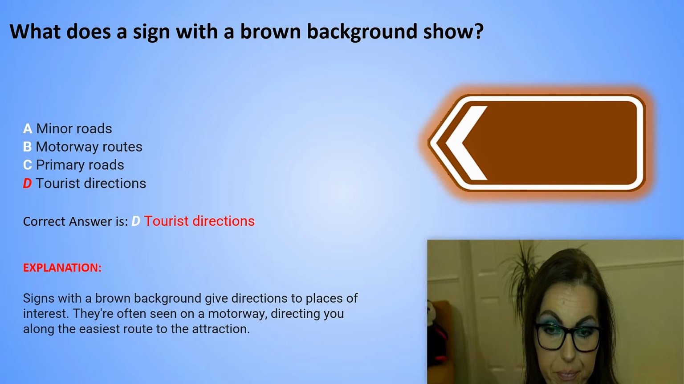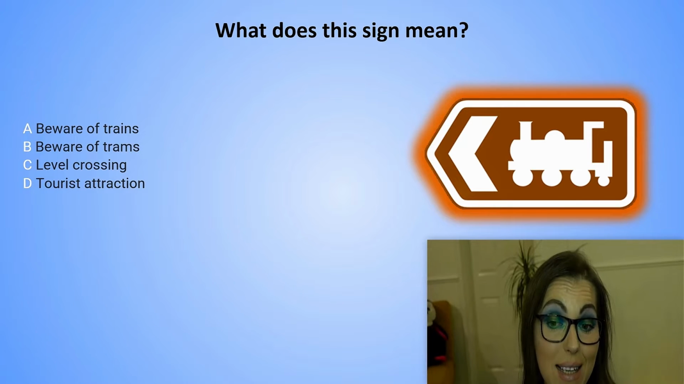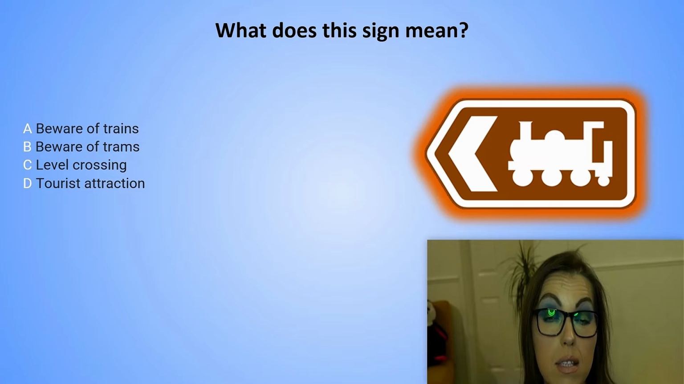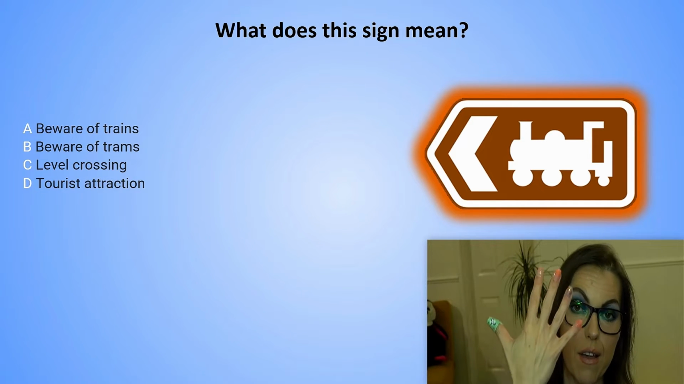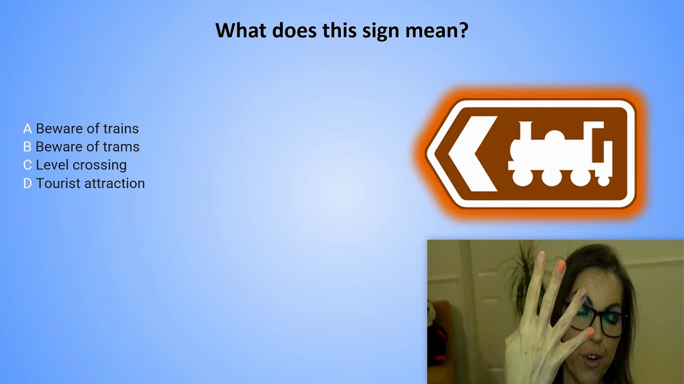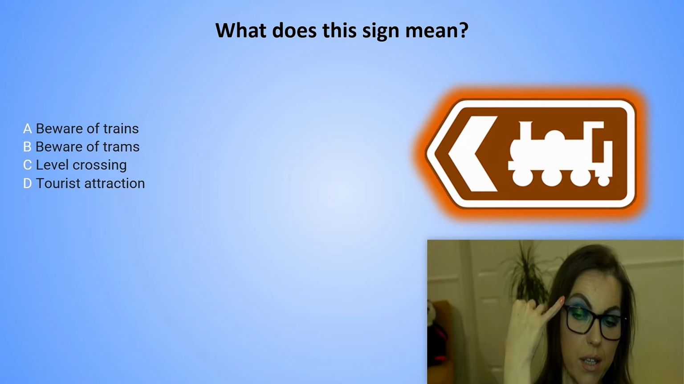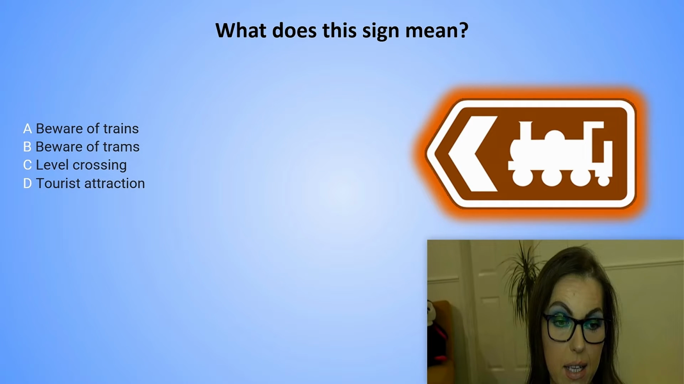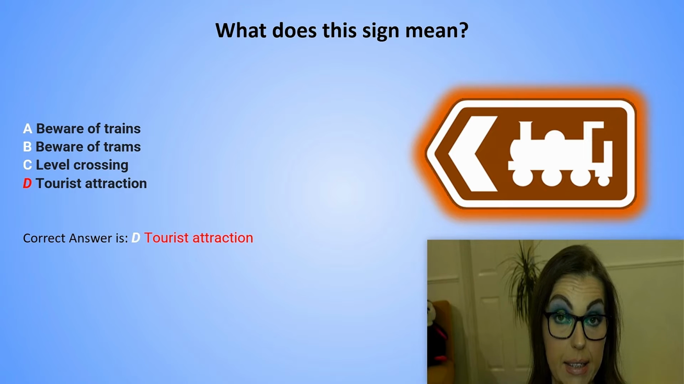Next question. What does this sign mean? A. Beware of trains. B. Beware of trams. C. Level crossing. Or D. Tourist attraction. Let's start the countdown. 5, 4, 3, 2, 1. And the correct answer is D. Tourist attraction.